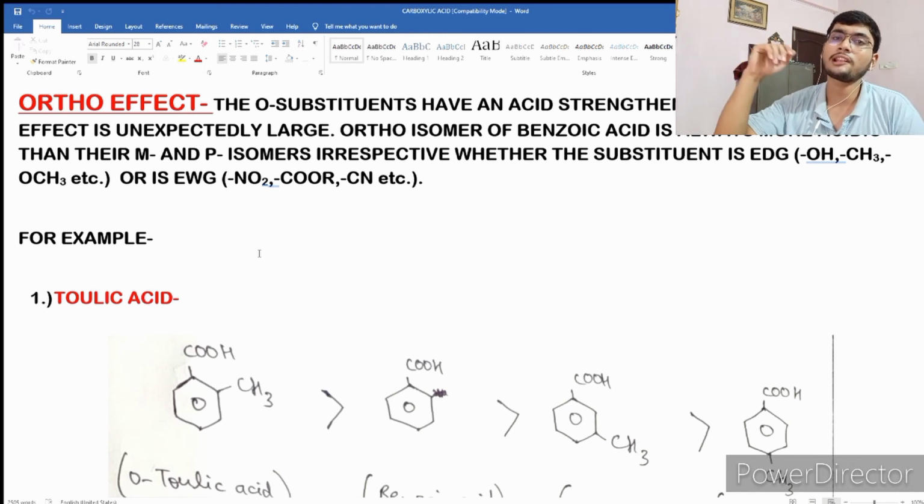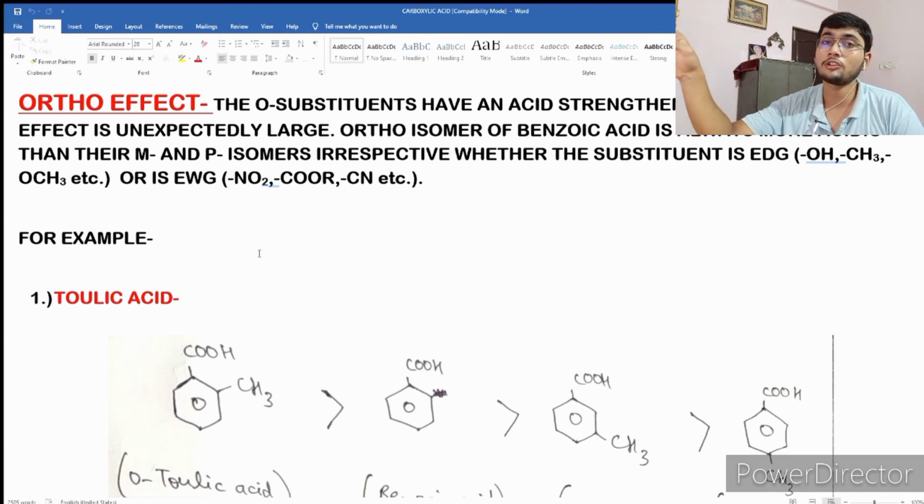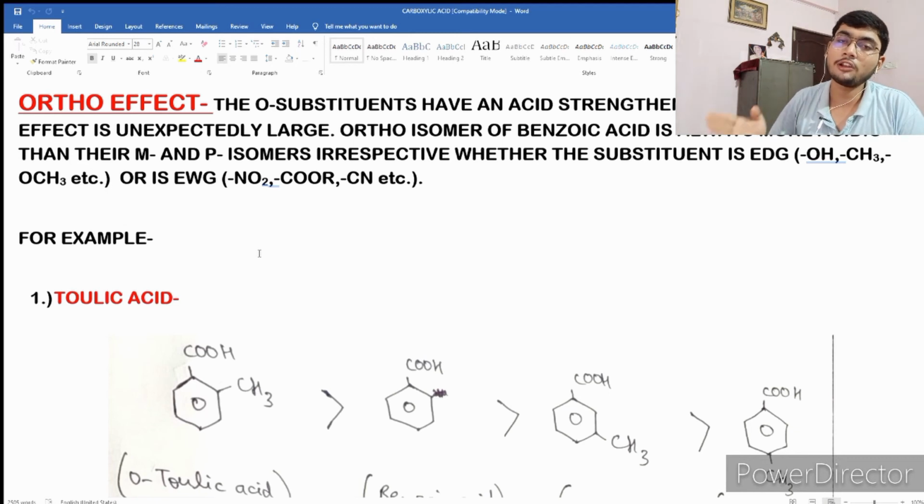But what if we attach any electron withdrawing group or any electron donating group at ortho position? Basically, whether we attach an electron withdrawing group or electron donating group at ortho position, it will always be more acidic than the remaining isomers. This is seen experimentally. The ortho substituents have an acid strengthening effect, and this effect is unexpectedly large.